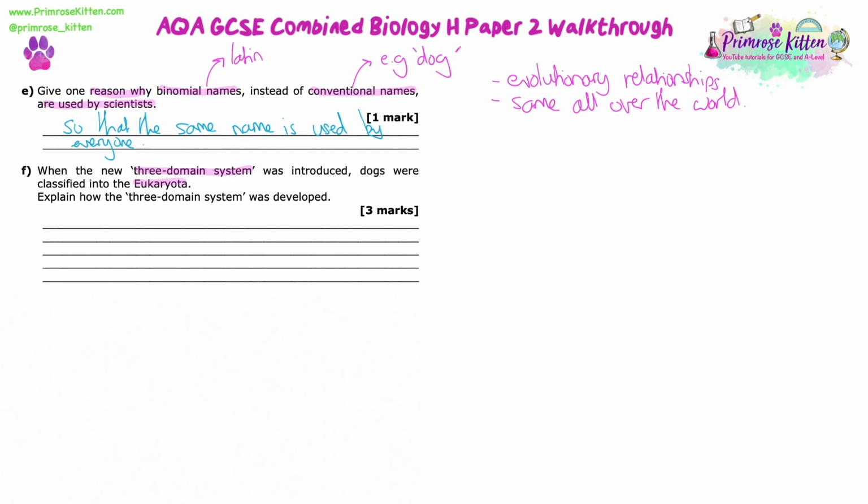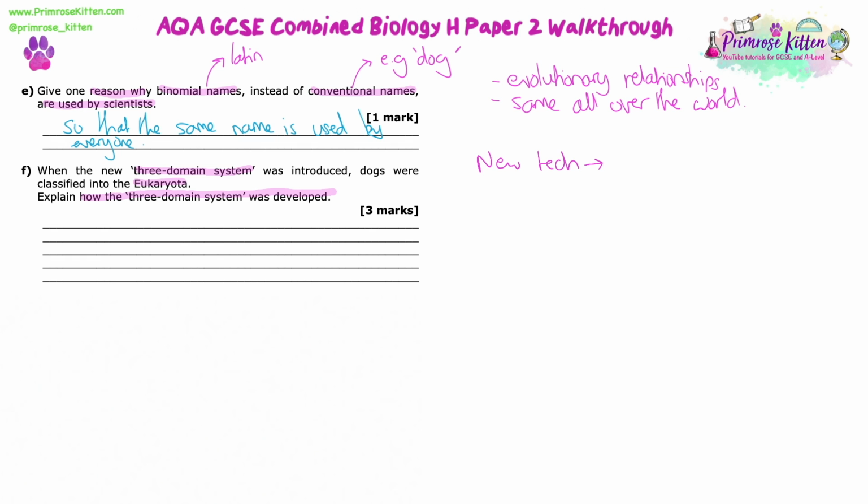Okay, part F. When the new 3-domain system was introduced, dogs were classified into the eukaryota. Explain how the 3-domain system was developed. So it says explain how. So we need reasons for how it was developed. How was it changed? Why did it come about?